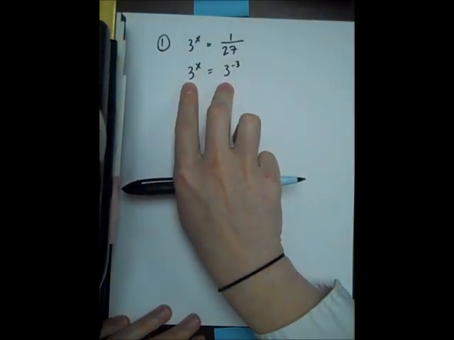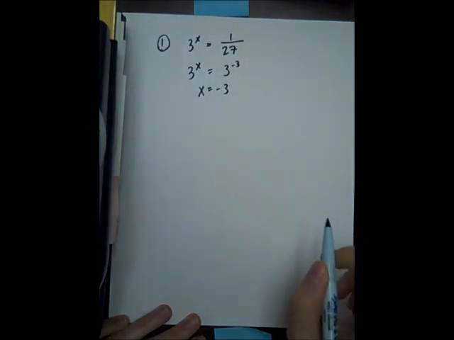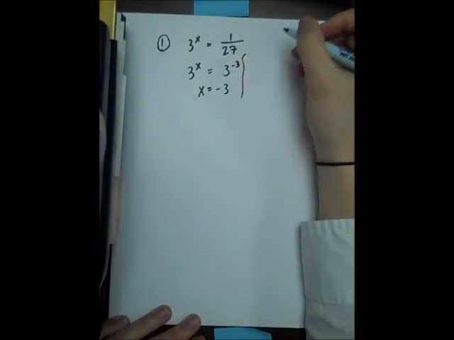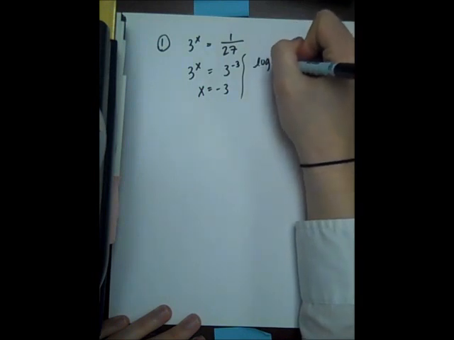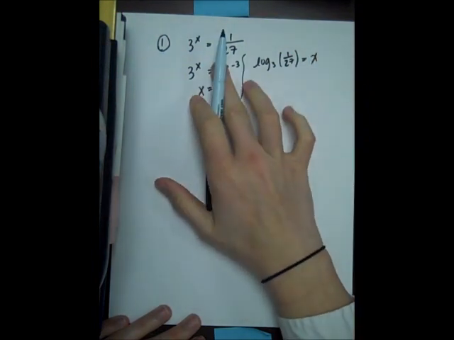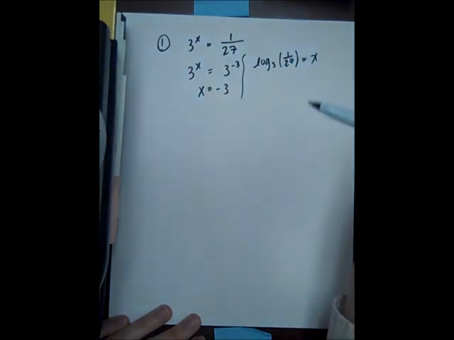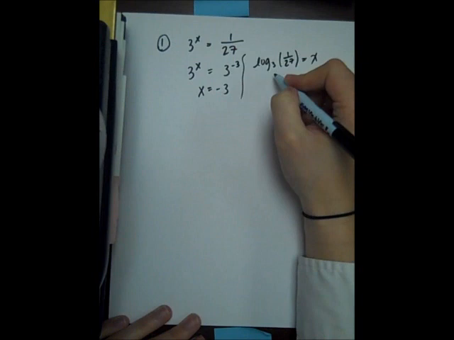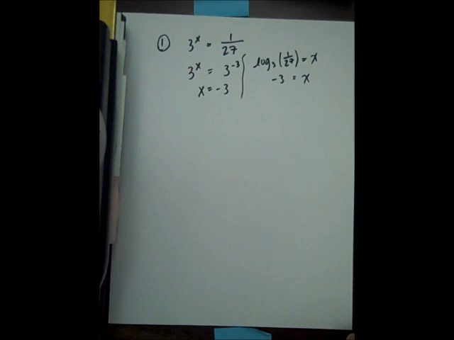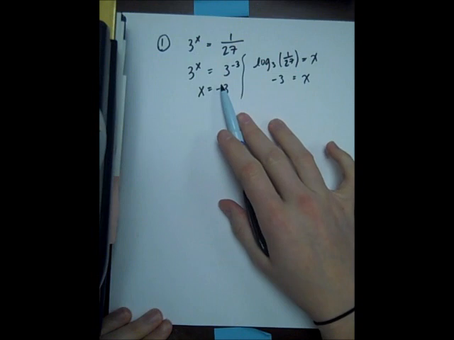Now that I have the same base, I can set the exponents equal. So x is minus 3. That's one way to do this. The other way to do this problem is to go to log form. If I go to logarithm form, this says that log base 3 of 1 over 27 is x. I took this equation, which was in exponential form, and put it back into log form. What's log base 3 of 1 over 27? That's negative 3. So negative 3 is x. It doesn't matter which way you do it, you're going to get the same answer. You can go to log form, or I could just write everything with the same base. This is probably the easier way to do it, but it's up to you.